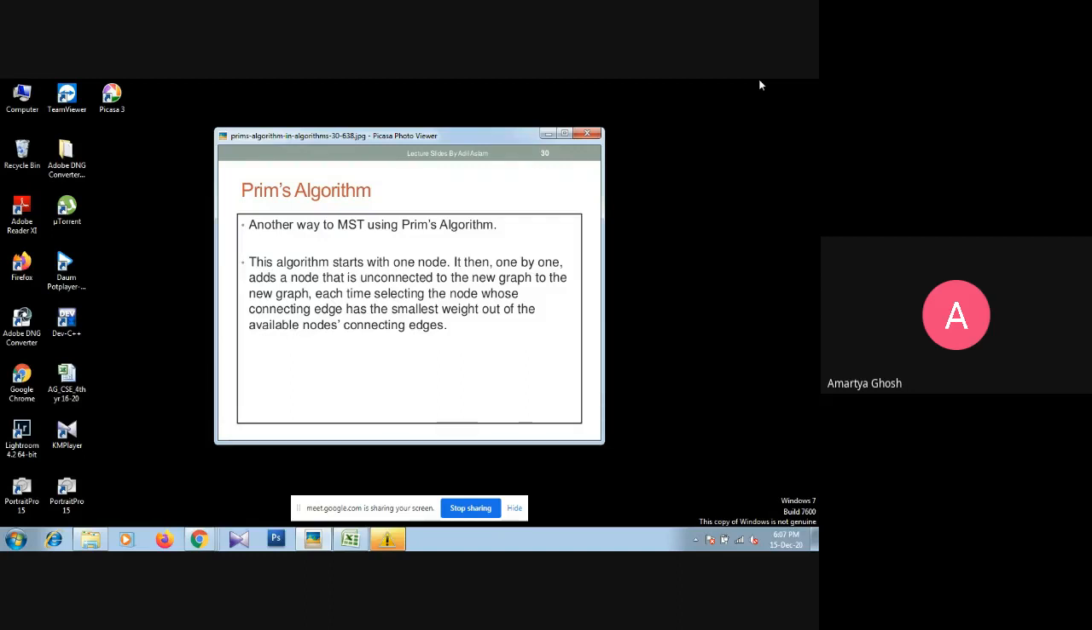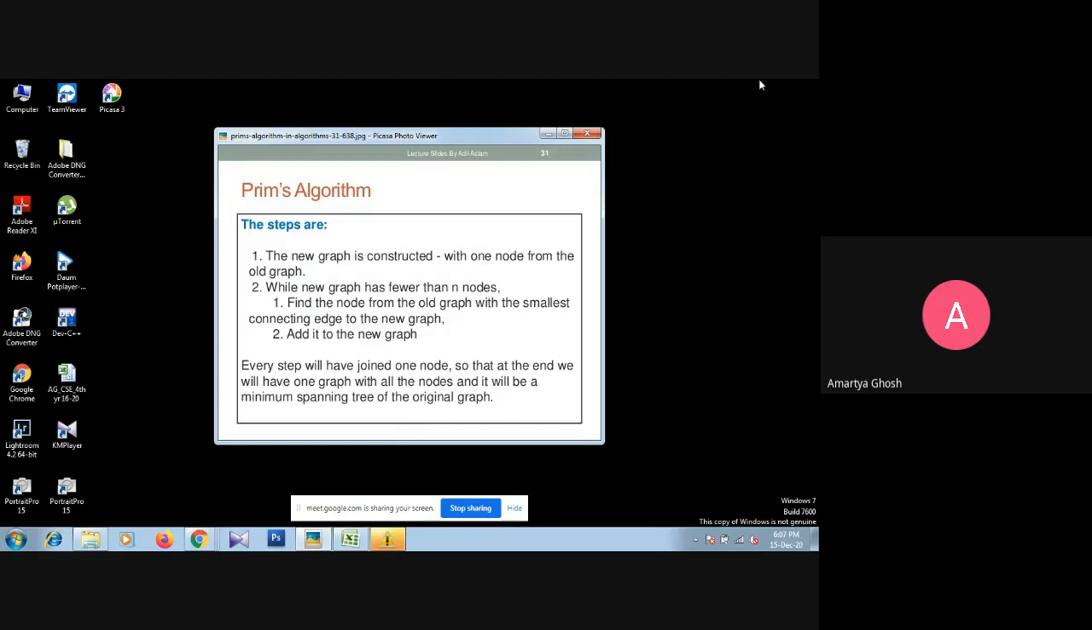Okay, so now next there are the steps. The new graph is constructed with one node from the old graph. So from the old graph, we will start from a particular node.